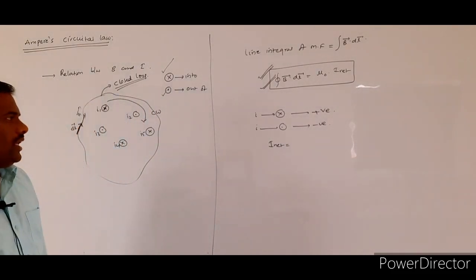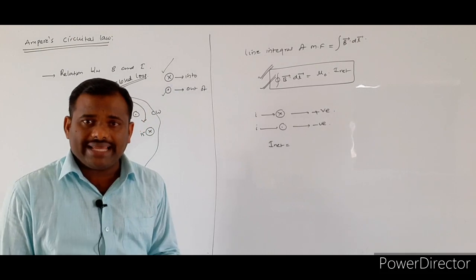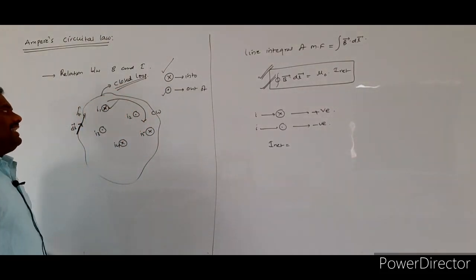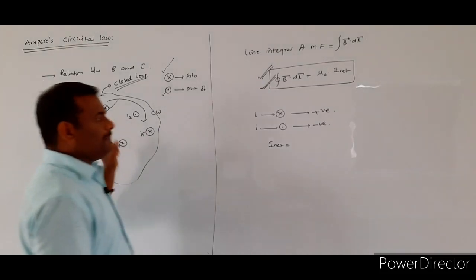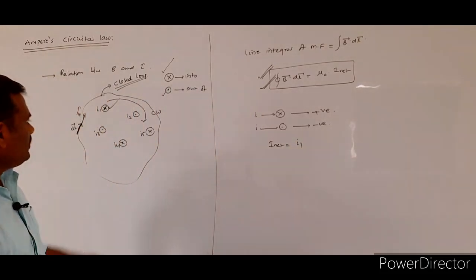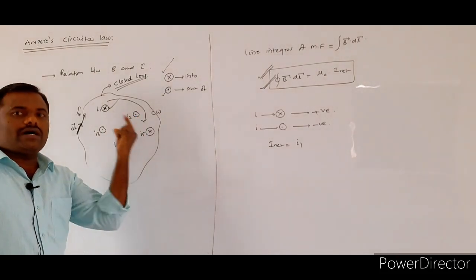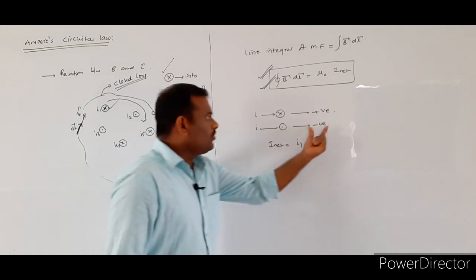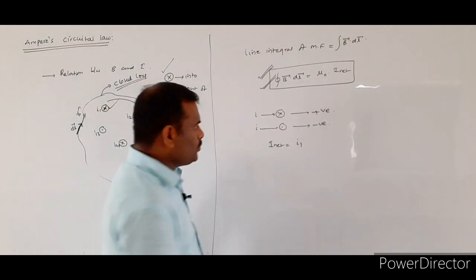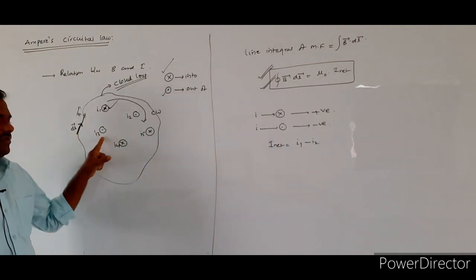I net is equal to the algebraic sum of the individual currents. See here, I1 is acting into the plane of the paper, so I1 will be positive. I2 is a dot, and a dot means coming outwards. Coming outward, this current will be taken as negative. So, minus I2.